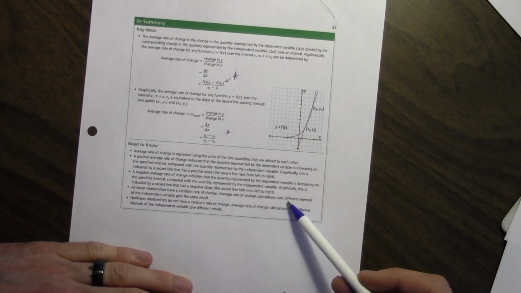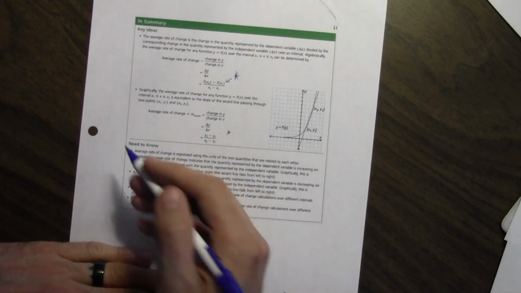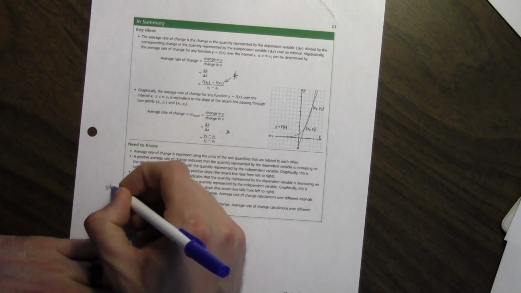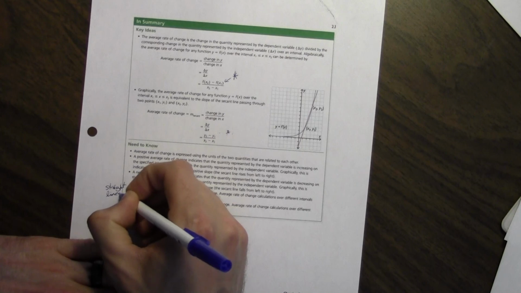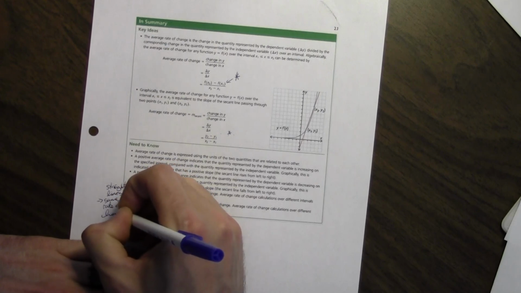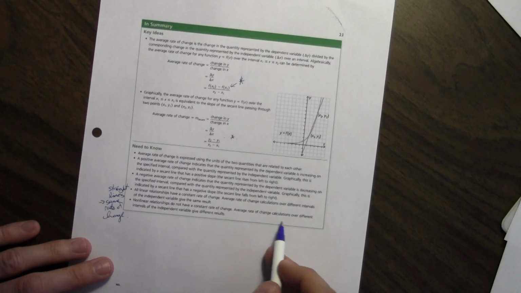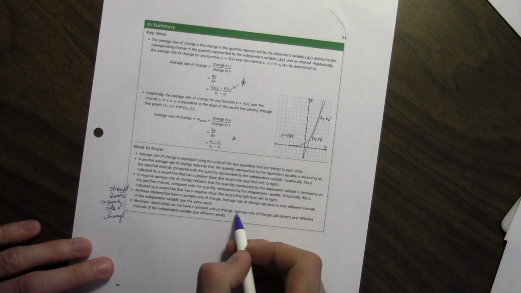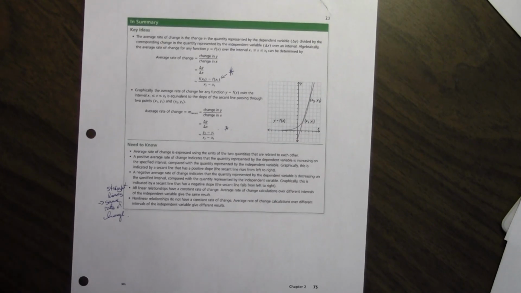All linear relations have a constant rate of change. Average rate of change calculations over different intervals of the independent variable give the same result. Okay, these are straight lines. Straight lines give us the same rate of change. Nonlinear relations do not have a constant rate of change. Average rate of change calculations over different intervals of the independent variable give different results. It's kind of redundant what they're saying here, but there it is. Any questions?